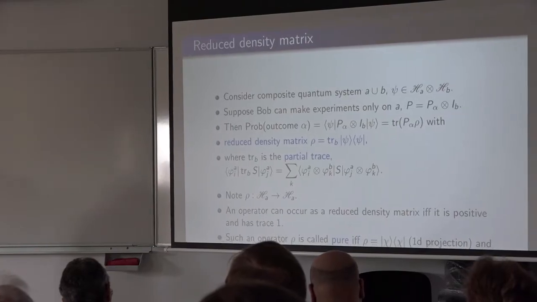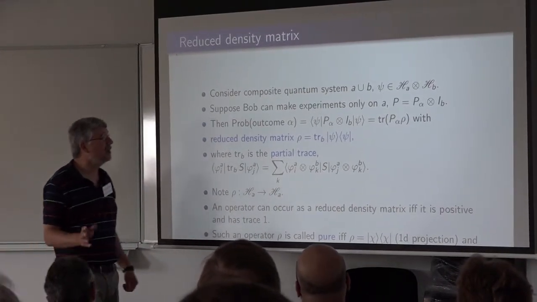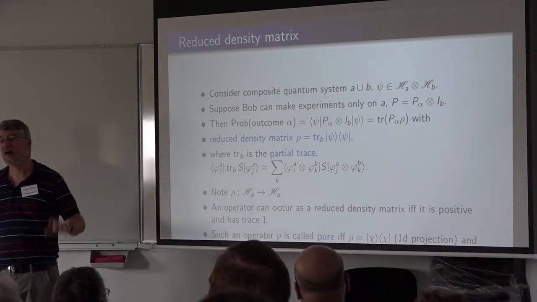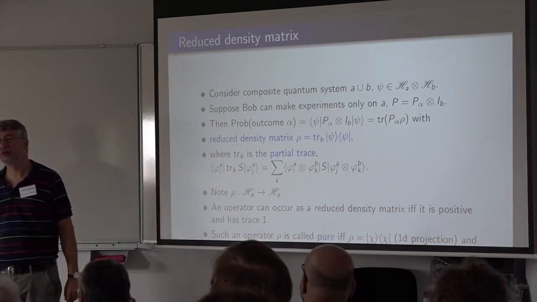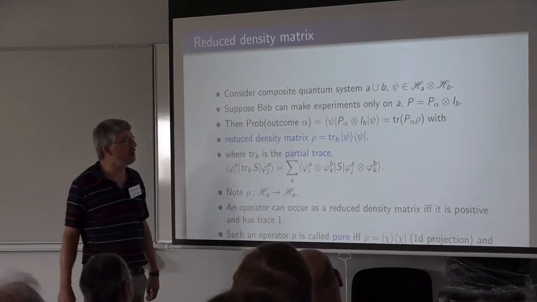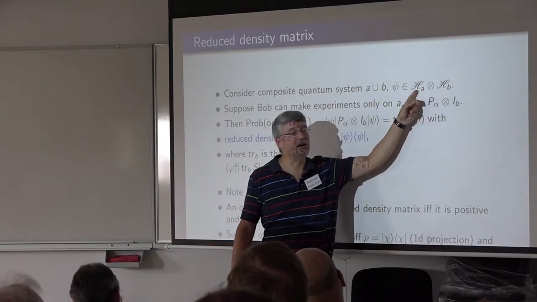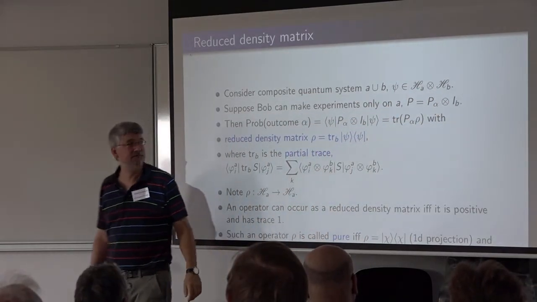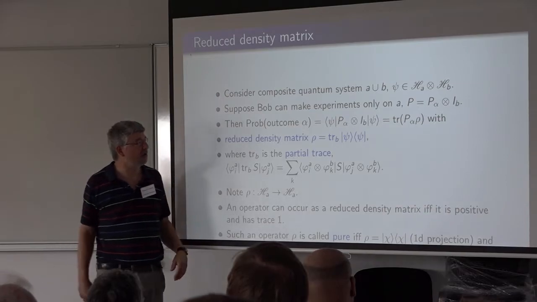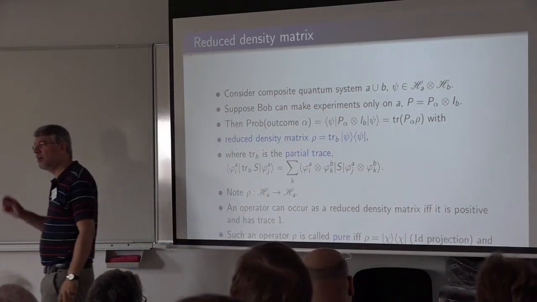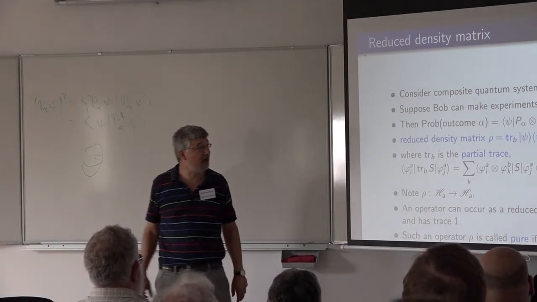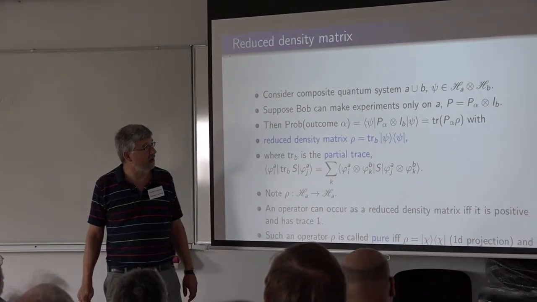Now there's another type of density matrix, a reduced density matrix. So let me add a few words about that. Now you consider a composite quantum system, a system that consists of two parts, two sets of particles. You have the A particles and the B particles. So the set of all particles is the union of the A particles and the B particles, and the Hilbert space will be the tensor product of the A Hilbert space and the B Hilbert space. In the simplest case, you could think A is one particle, B is another particle, so we have two particles in total. Now, suppose Bob can make experiments only on the A system, for example, because A and B are on different planets and Bob is stuck on one planet.